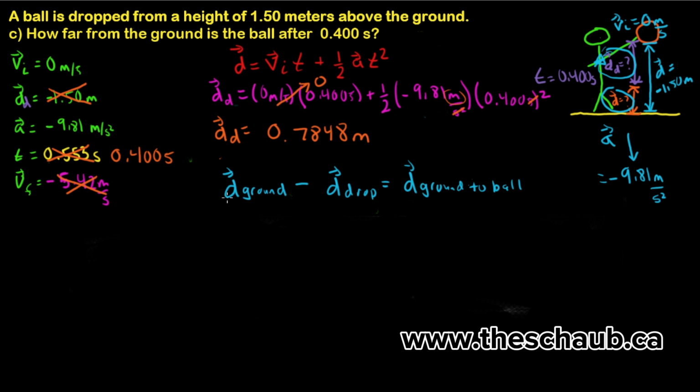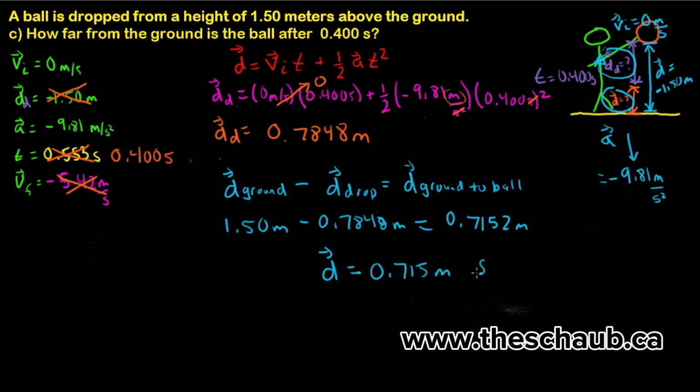We add in our numbers. The distance to the ground is 1.50 meters. The distance of the drop we just found up here is 0.7848 meters, which gives us a distance to the ground, if we subtract these two numbers, of 0.7152 meters. So our final answer, distance, is equal to 0.715 meters from the ground.